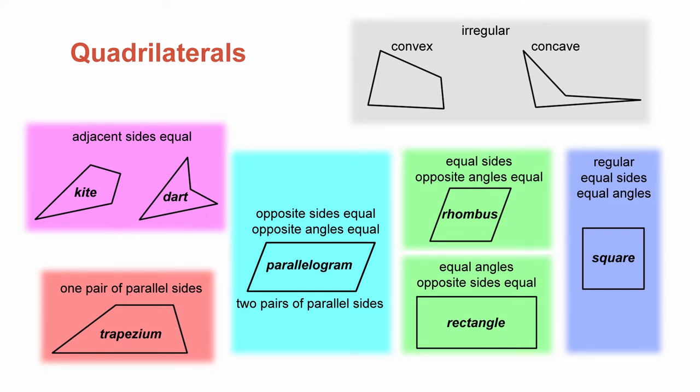Let's go over that once more. A kite or dart has equal adjacent sides. A parallelogram has equal opposite sides. A trapezium has one pair of parallel sides. A parallelogram has two pairs of parallel sides. A rhombus has four equal sides, a rectangle has four equal angles, and a square has equal sides and equal angles. It's a regular quadrilateral.